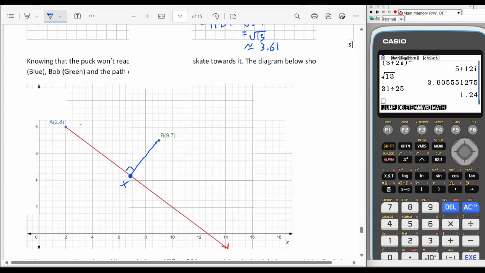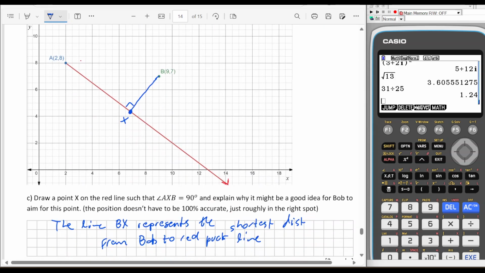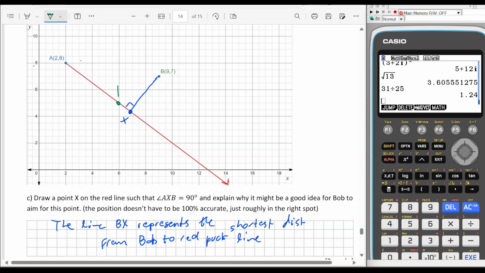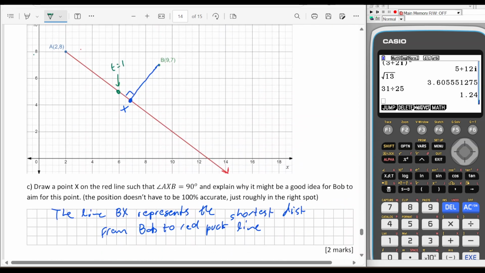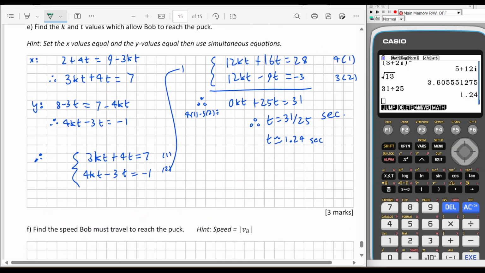Now I'm hoping this makes sense, because t equals 1 was 6,5, so we're off at 6,5. So on the line, that point right there is t equals 1. That's 1 second of the puck moving. And t equals 2 was 10,2. So this is t equals 2. So I'm hoping that it kind of makes sense that this should be t is 1.24. Kind of looks about in the right spot, hey? Anyway, we can work out what the others are.